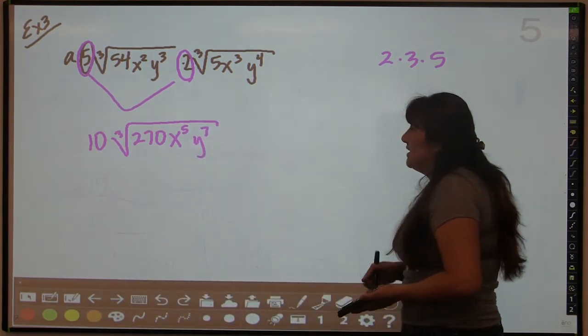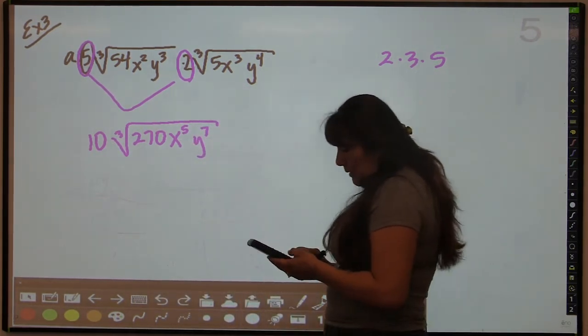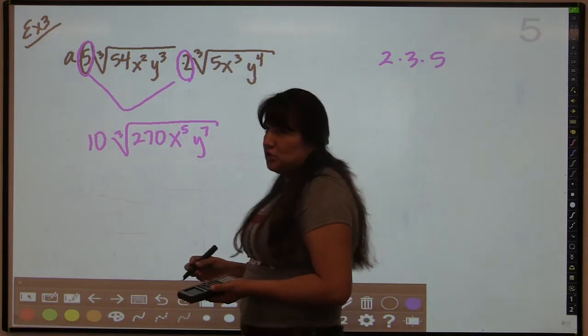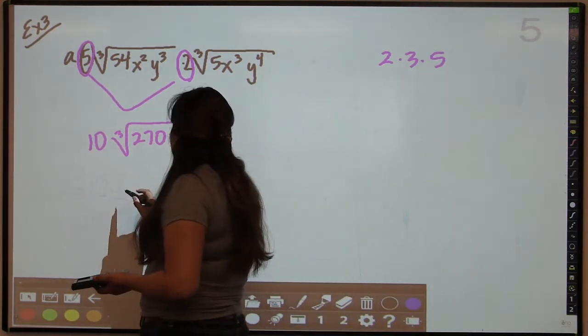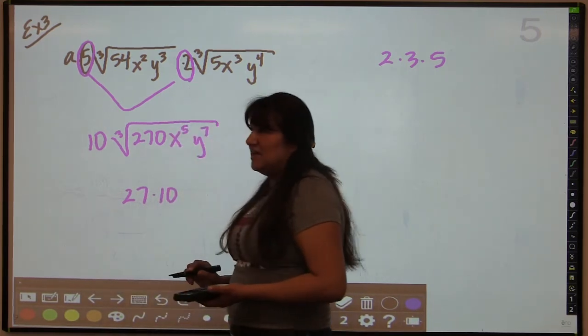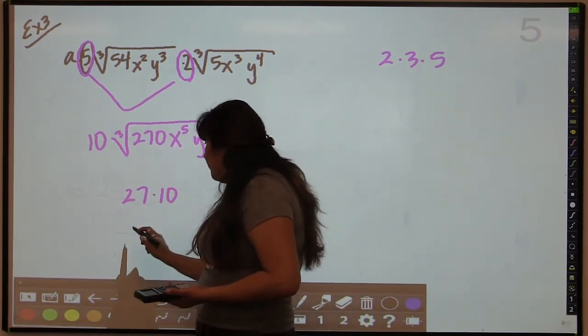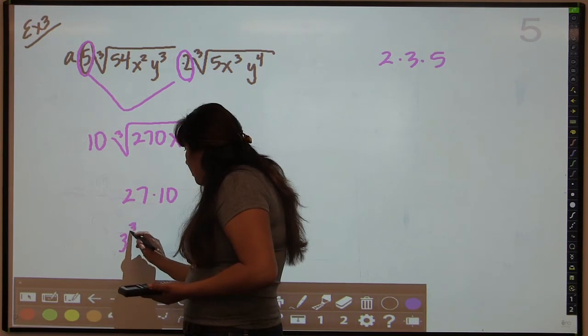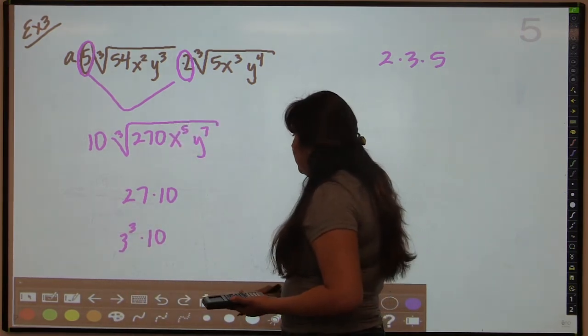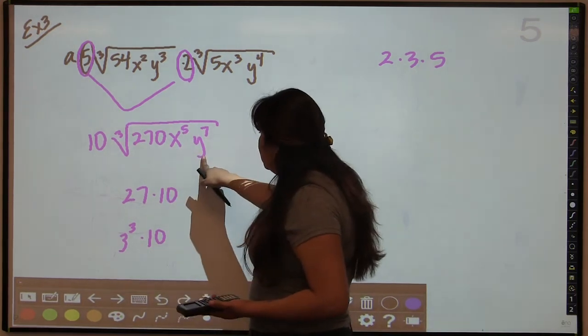And then we're basically going to continue like we just did earlier. I want to take 270 and divide it by things that have perfect cubes. The obvious choice is 27. 27 times 10 is 270. And we know that 27 is 3 to the third power. Or if we don't know, we should know. 3 times 3 is 9, 9 times 3 is 27. Then we're going to break up the x to the 5th and the y to the 7th.